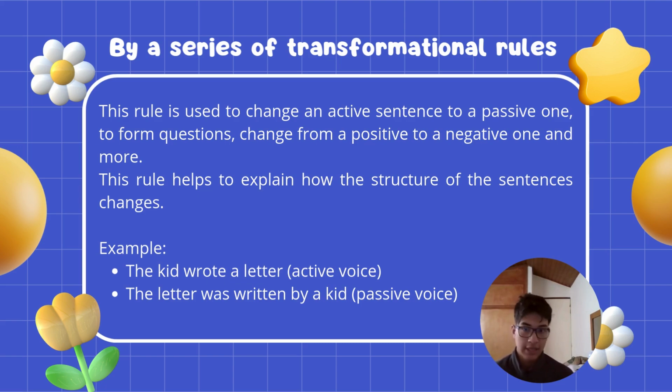The first one is the kid wrote a letter. That one is active voice. And the second one is the letter was written by a kid, passive voice. With these examples, we can see how the structure of the sentence changed. So the sentence can change in many ways, to form questions, to change from a positive to a negative, and more things. So the next topic is morphology.